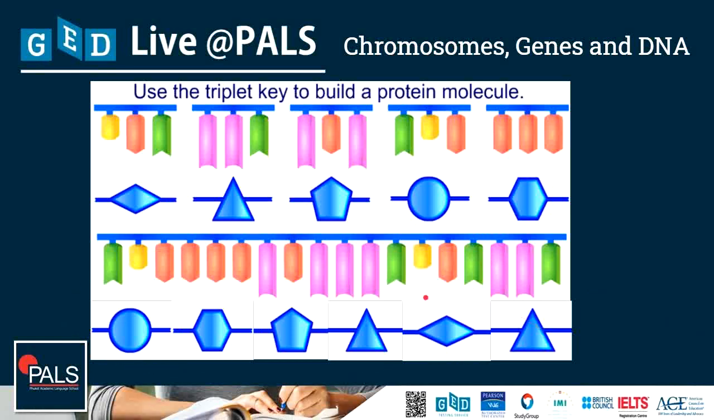This is exactly the job that a ribosome does. It reads triplet by triplet and grabs the correct amino acid, connects it to the growing protein chain until the complete gene is translated and we have our finished protein.